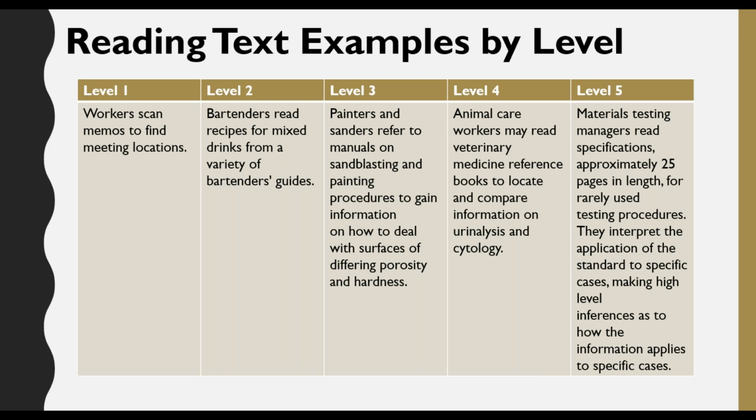So at level 1, you might be scanning a memo to find a meeting location. At level 2, somebody might be making recipes for drinks from a variety of guides, so they have to cycle through them. Level 3, a painter might be using a manual on sandblasting to gain information on how to deal with surfaces with differing hardness and porosity. So again, the complexity builds up to level 5, where you might have a materials testing manager reading long specifications, interpreting applications, and making high-level inferences to decide how to use that information in a specific case. So that's reading in a snapshot and gives you a sense of the levels. And as we go through this, you can probably see the language was very heavily drawn on, and the research was drawn on to actually build the scales that form the curriculum framework.